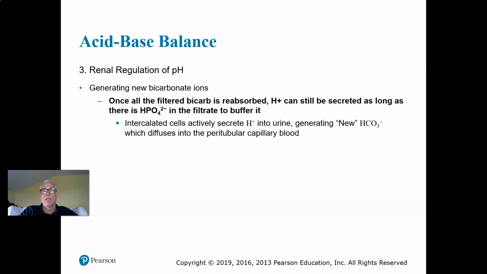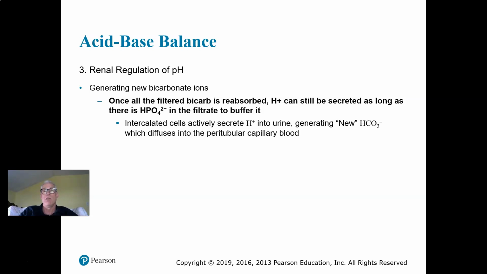So, pumping hydrogen ions in the presence of hydrogen phosphate. As long as there's hydrogen phosphate in the filtrate, the intercalated cells can secrete hydrogen ions, and they will be buffered by that hydrogen phosphate, producing dihydrogen phosphate, which can then be excreted in the urine. So now we've gotten rid of some more hydrogen ions.